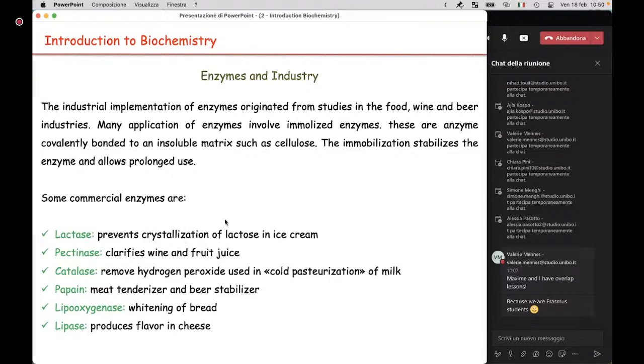So, for example, we can add lactase to ice cream in order to prevent crystallization of sugar when it is frozen. So the ice cream stays creamy instead of being crunchy. Or, for example, papain destroys the structure of some meat proteins, so meat becomes softer and more tender. So, of course, it can be useful.